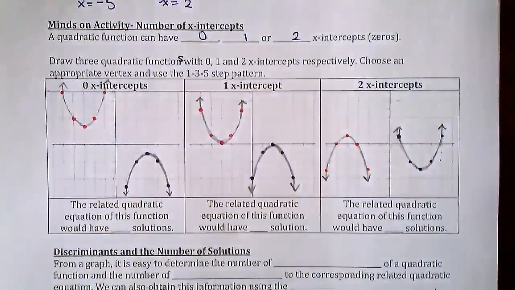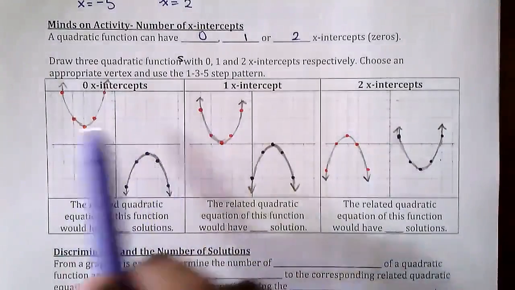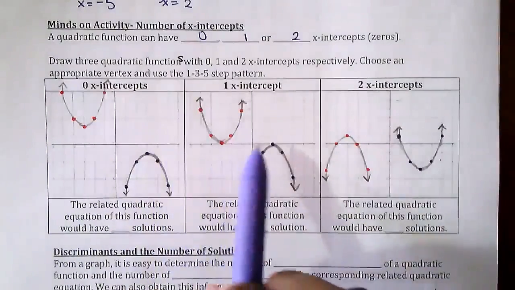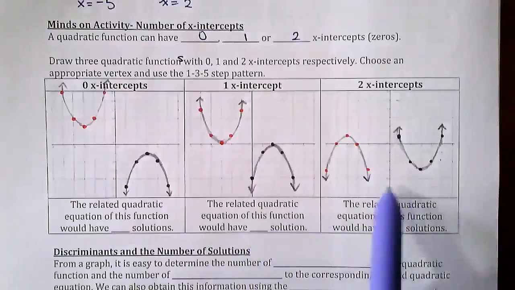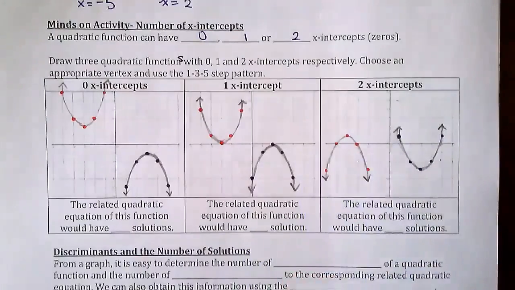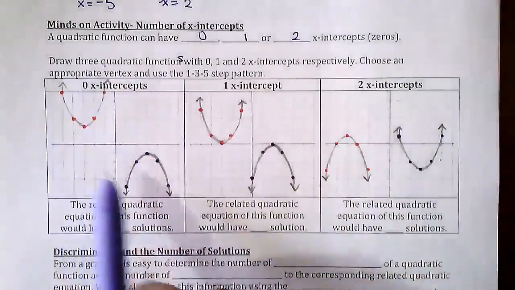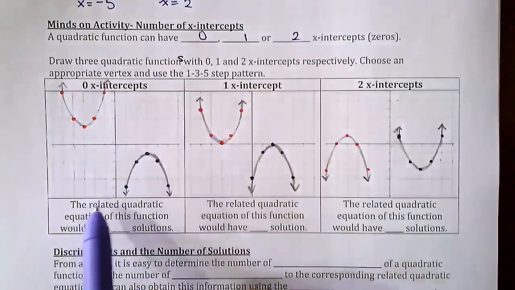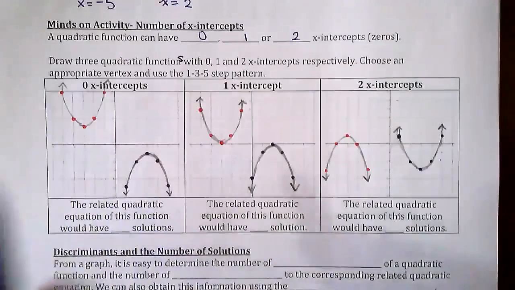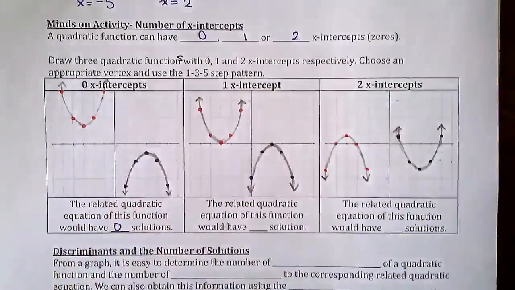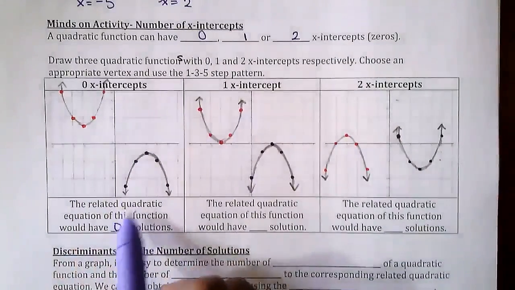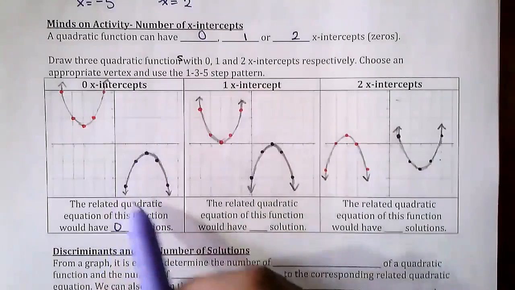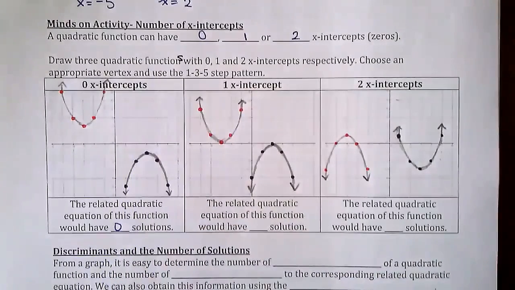Okay, so these are examples of parabolas with no x-intercepts. These are examples with 1 x-intercept each, and these are examples with 2 x-intercepts each. So if I take a look at these parabolas, these are, again, functions. The related quadratic equations of each of these functions would have 0 solutions. Remember, if the related quadratic equation has 0 solutions, then the corresponding function will also have 0 x-intercepts.